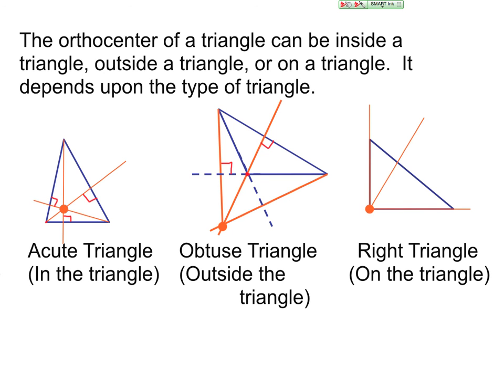And then can you get the last one? You have to extend this side to make a 90-degree angle when you come from this vertex. Turning your paper will probably help you. Horizontal and vertical, you can visualize. The right triangle is going to be the easiest because the two legs are two of your altitudes. The other one that goes to the hypotenuse, all three of those meet right on the corner of the right angle.